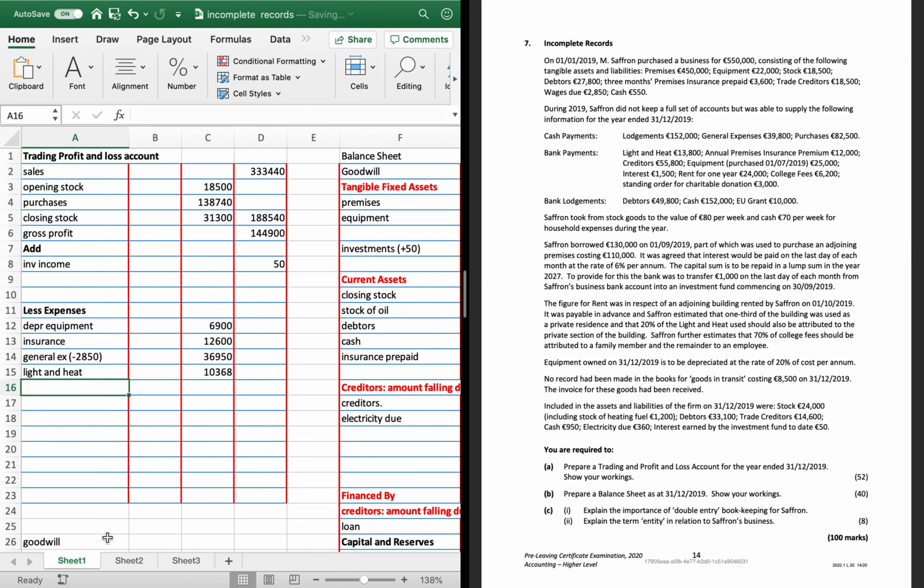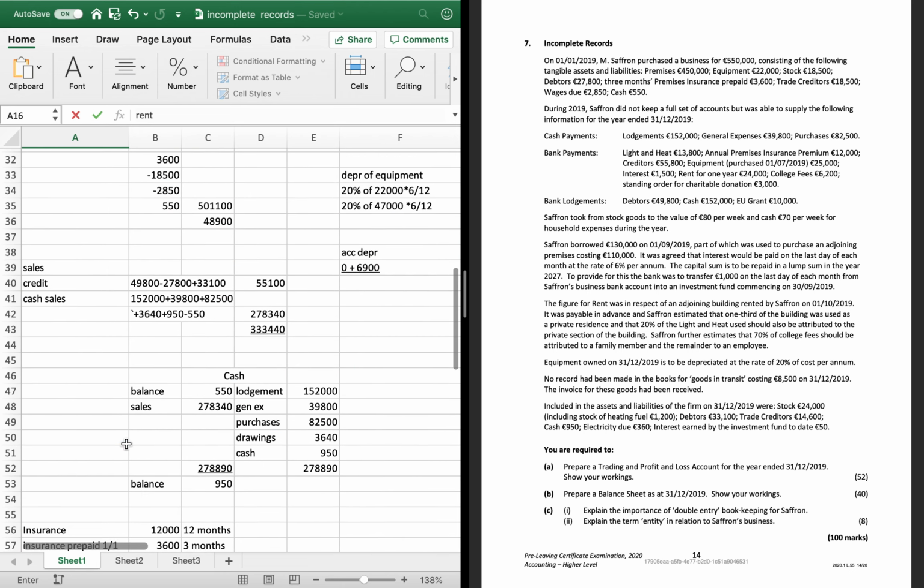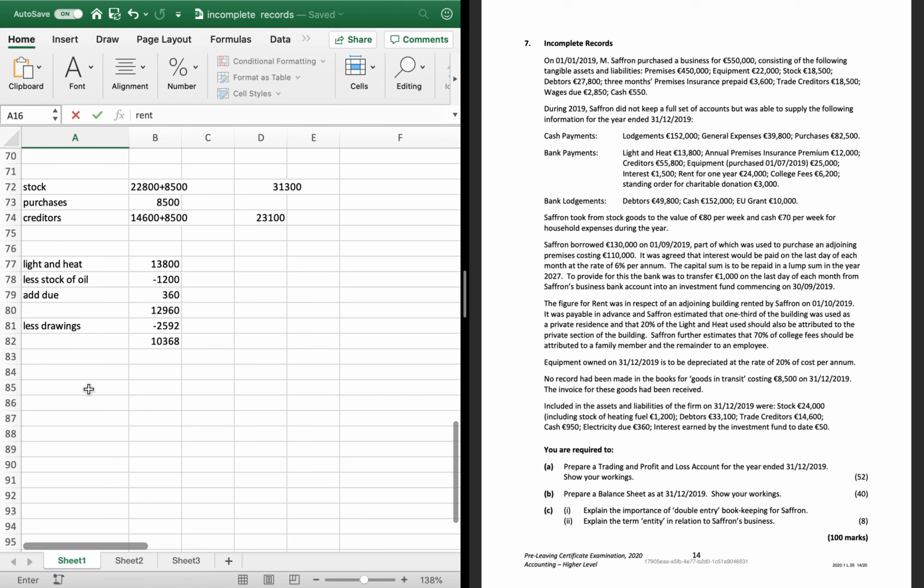So rent for 1 year is 24,000. Now, there's probably an expense in this. So we could enter as drawings, or there could be anything on it. So the rent was in respect of an adjoining building rented by Safron on the 1st of the 10th, 2019. So of our working, and this is a tricky enough one, the rent payment for the year is 24,000. Okay, now he rented it on the 1st of the 10th, 2019.